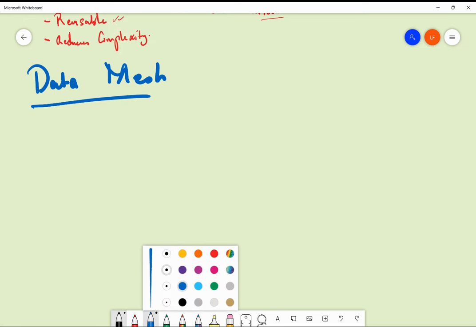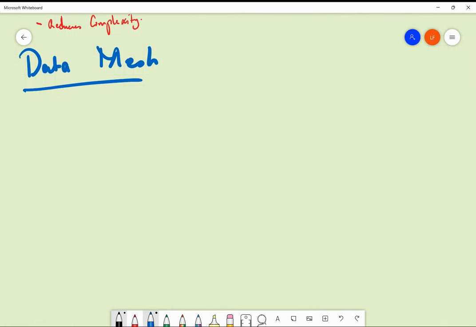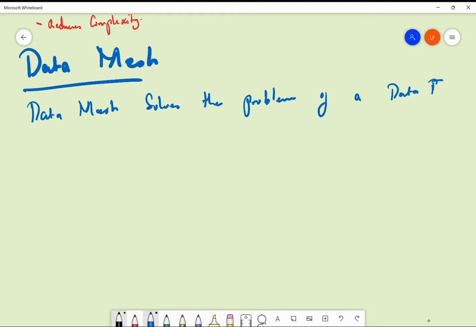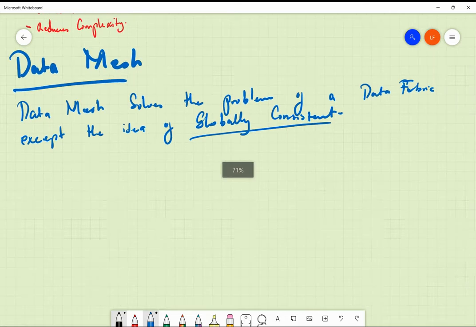Let me actually get this definition right. A data mesh solves the problem of a data fabric, and we're going to talk about what that problem is, with the same principles, except the idea of globally consistent. All right, so in other words, what I've just written here, if I were to put it a different way, is to say a data mesh is a data fabric, except it's not globally consistent.